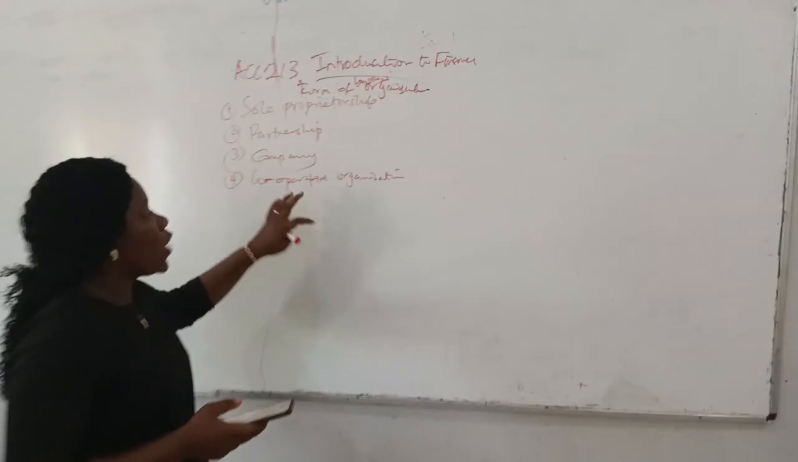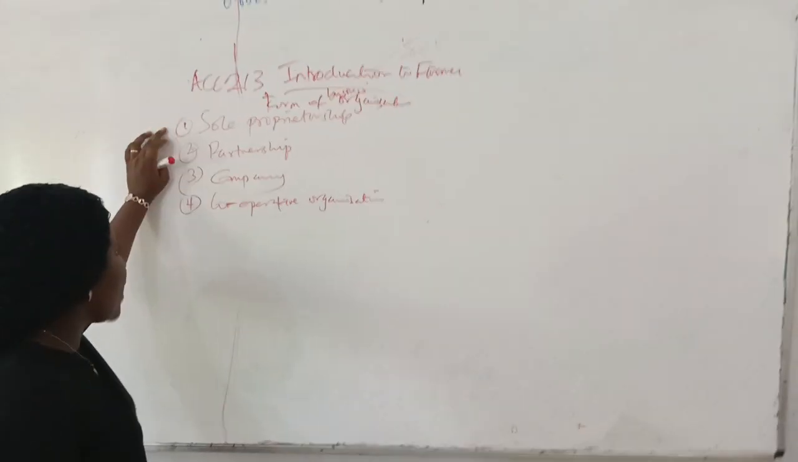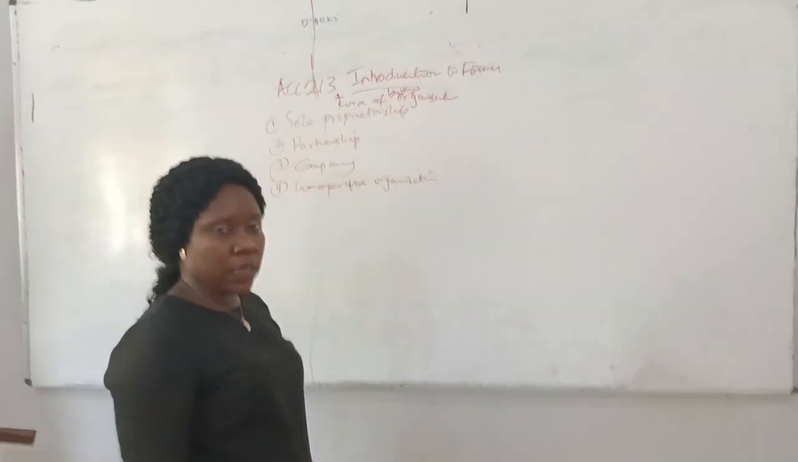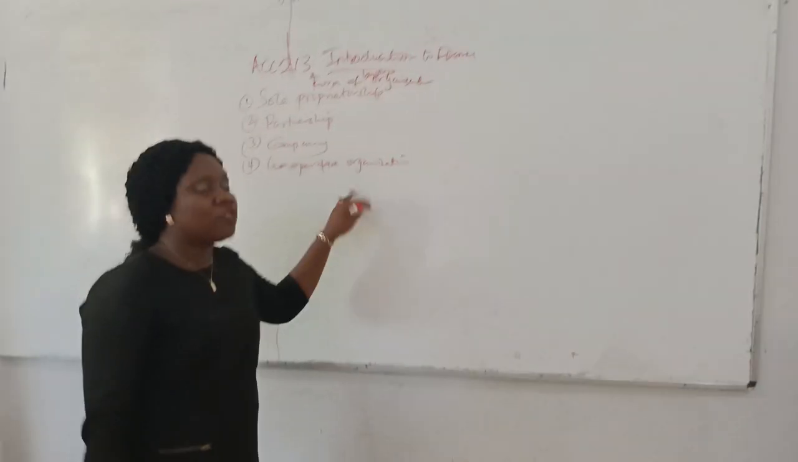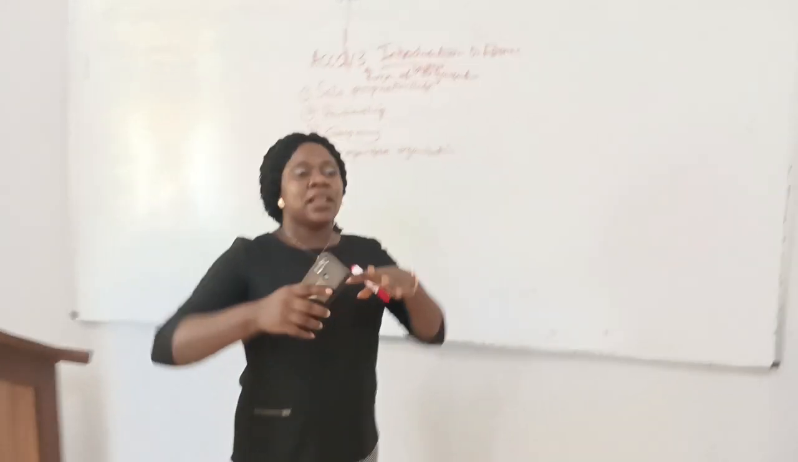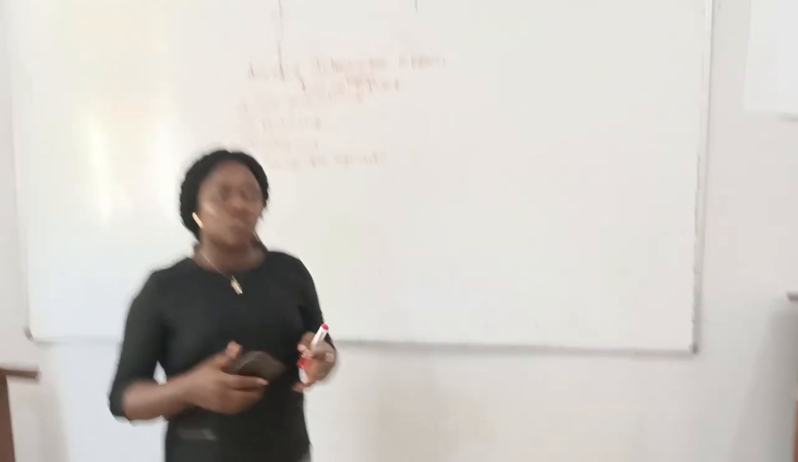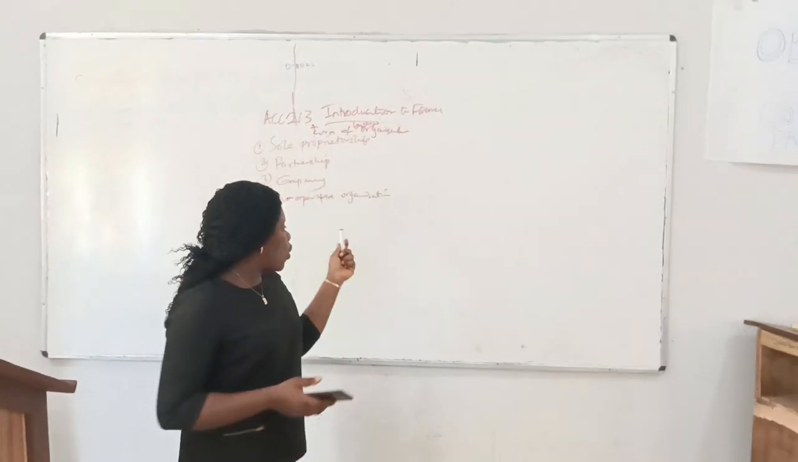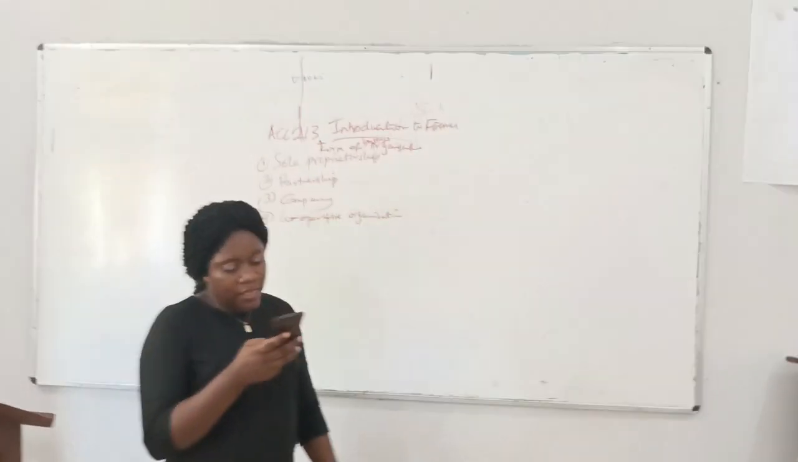Then we have cooperative organization, alongside sole proprietorship, partnership, and company. These three are formulated mainly for profit making. But when it comes to cooperative, it's just formulated so that people can meet their welfare needs. They can belong to an association. They can feel among, be together with people. The sole aim of having a cooperative is not to make profit.